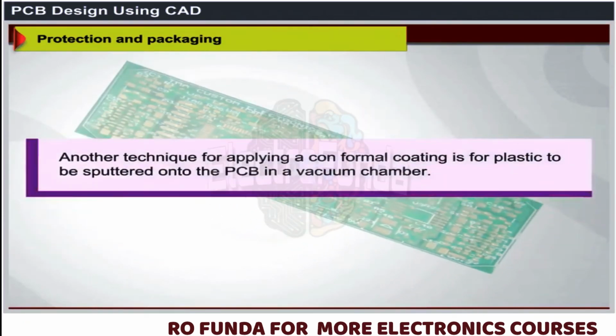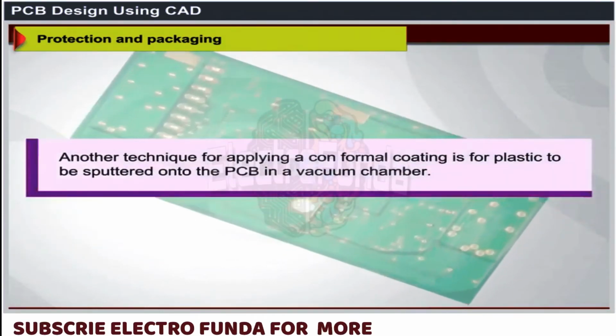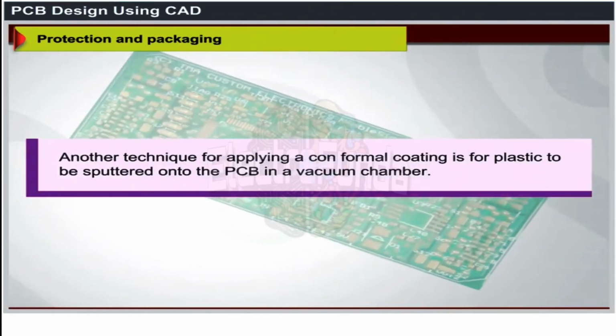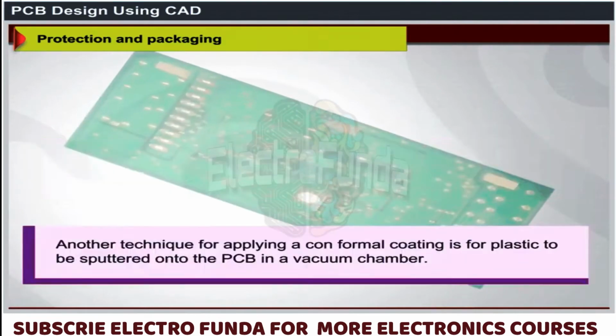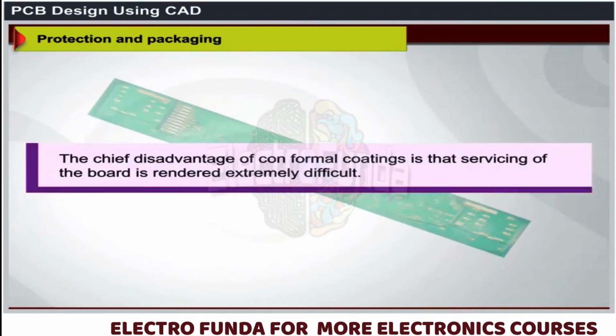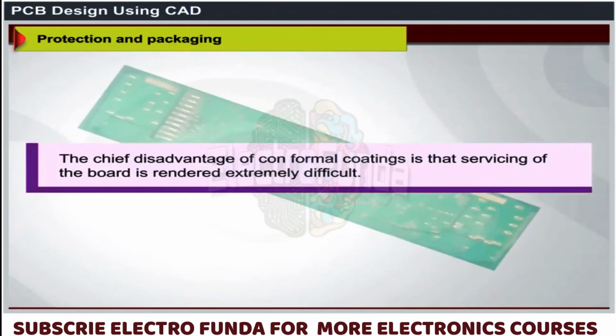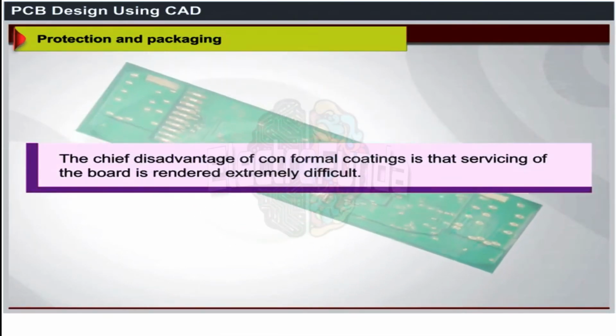Another technique for applying a conformal coating is for plastic to be sputtered onto the PCB in a vacuum chamber. The chief disadvantage of conformal coatings is that servicing of the board is rendered extremely difficult.